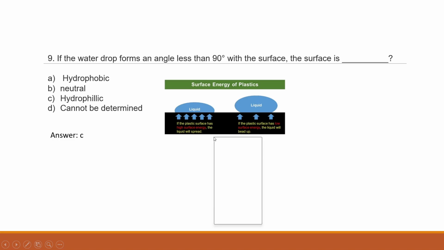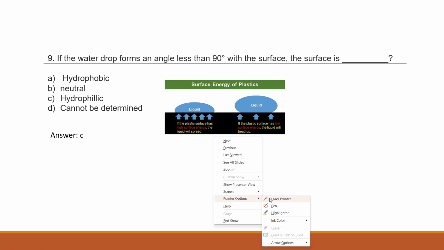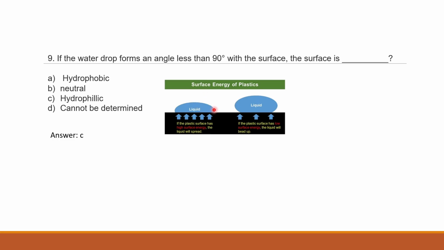So let's see here in the picture. What did I say? If you drop a liquid on the surface, the angle between the edge of your drop and the surface. So this is your angle. This angle is less than 90 degrees, right? This is your center point. This is your less than 90 degrees.